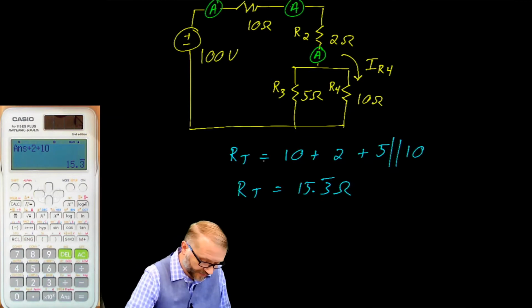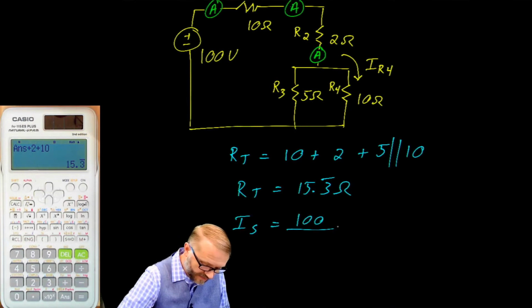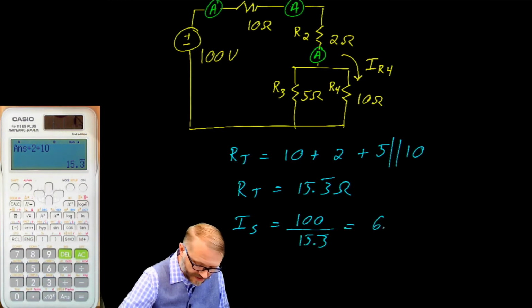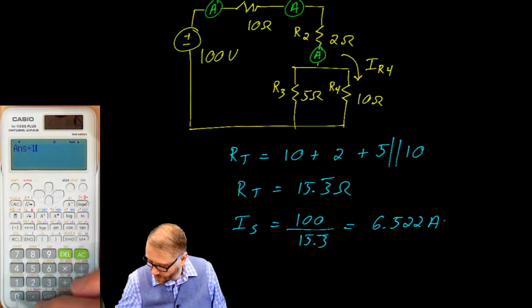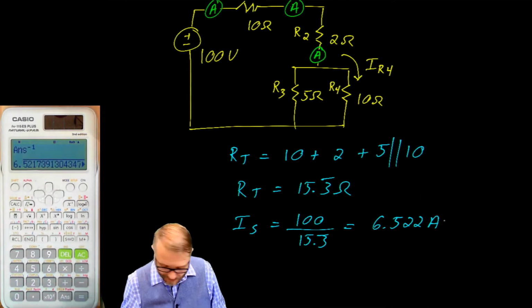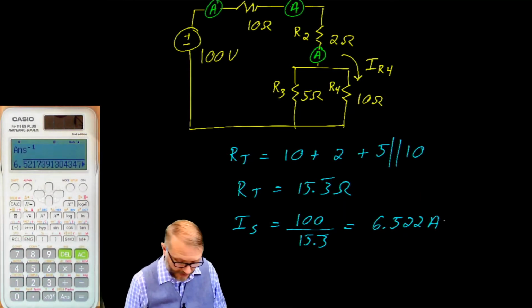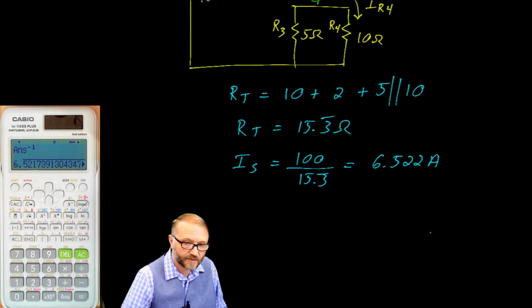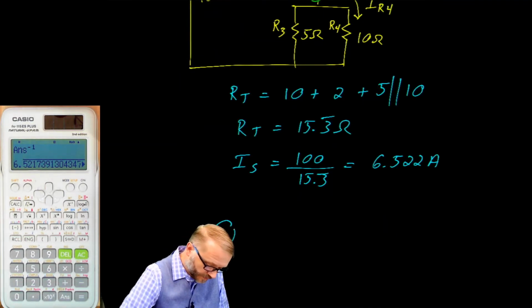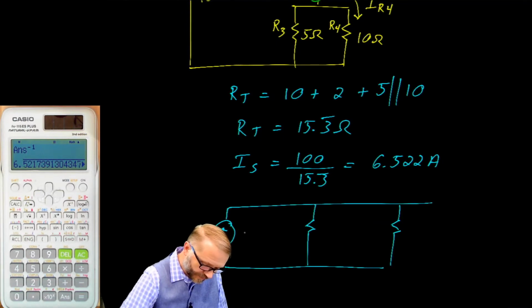From there, you can figure out the current. So the current on the source is 100 divided by 15.3, which gives us about 6.522 amps. Divided by 100 equals inverse equals, there you go, 6.522 amps. At this point, it's helpful to redraw the circuit. We could simplify it to this. We could say this is 6.52 amps.